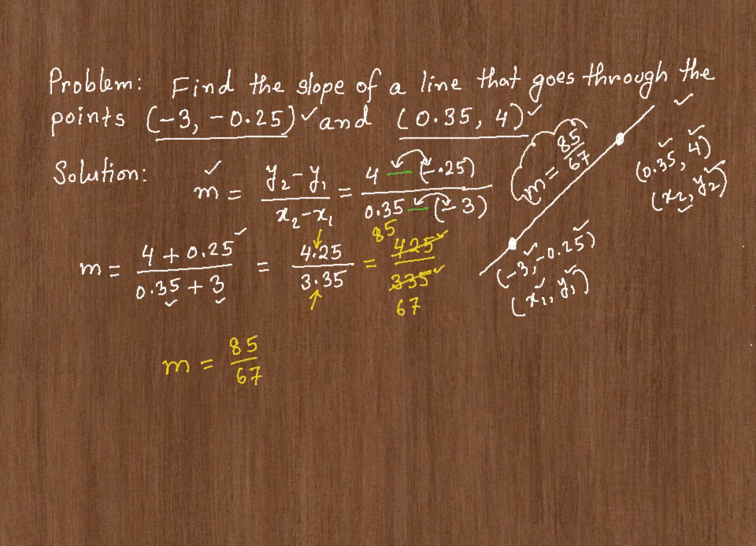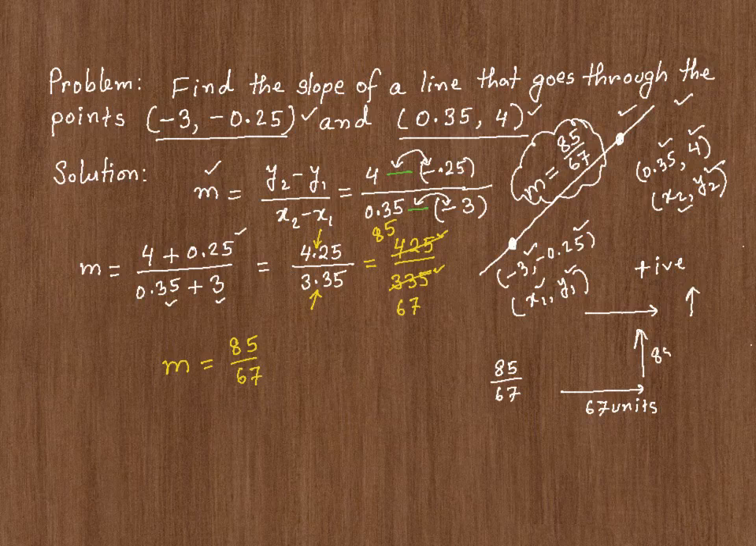Now keep it in mind that this slope is positive, meaning as you go from left to right, the graph of the line is going to go up, as you can see here. So the line goes up as you move from left to right. And it also says that with a slope of 85 over 67, if you move along the horizontal axis 67 units, let's say, you'll move vertically up 85 units. That's what the slope says.